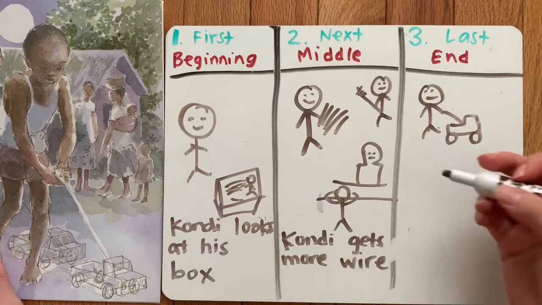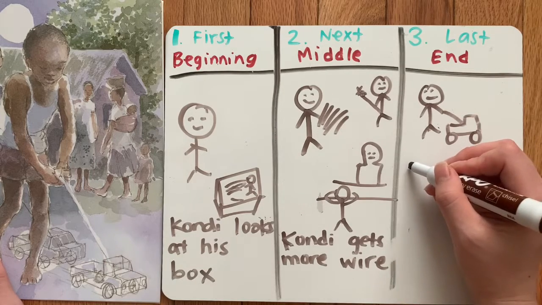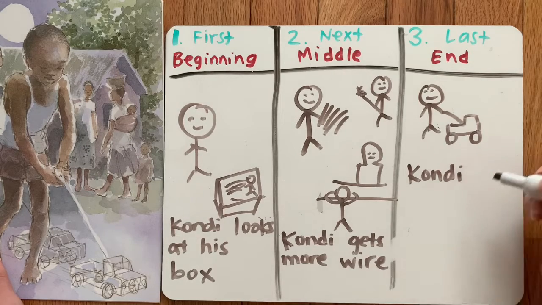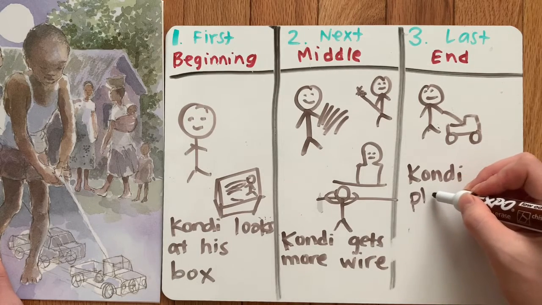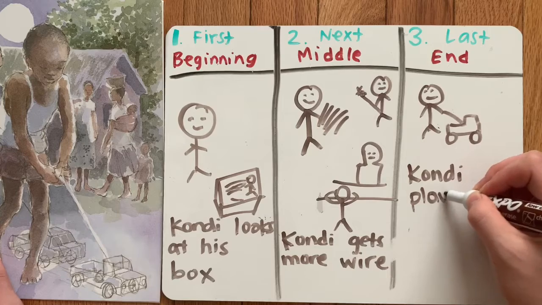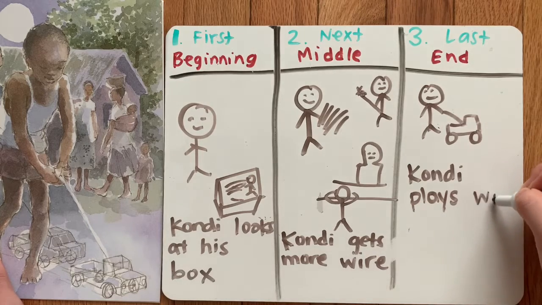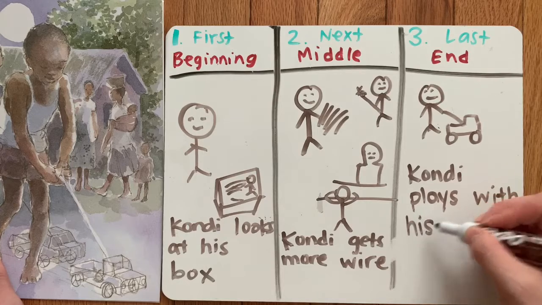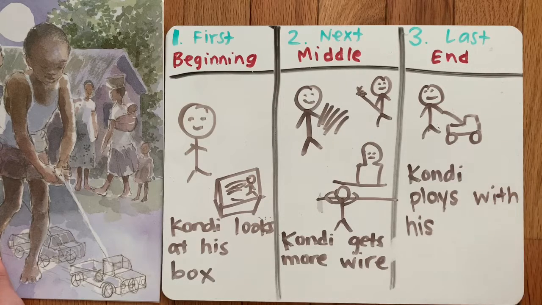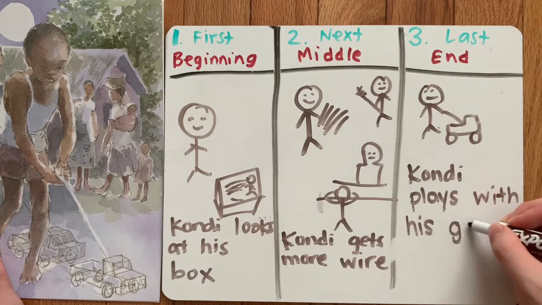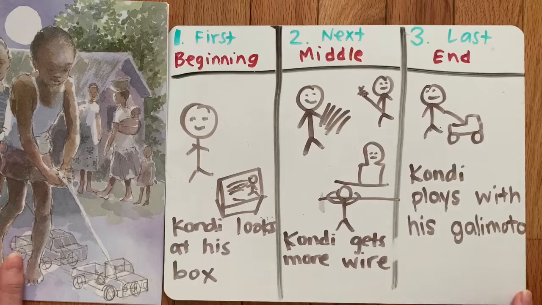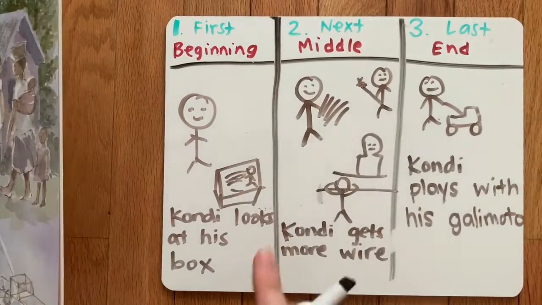So at the end of the story, I'm going to write Condi, C-O-N-D-I, plays, with, W-I-T-H, his, H-I-S, Galimoto. So let's sound that out. G-A-L-I-M-O-T-O. Condi plays with his Galimoto. And that's the end of the story.